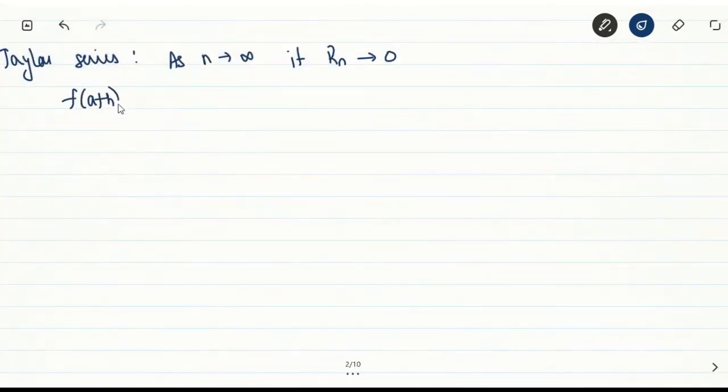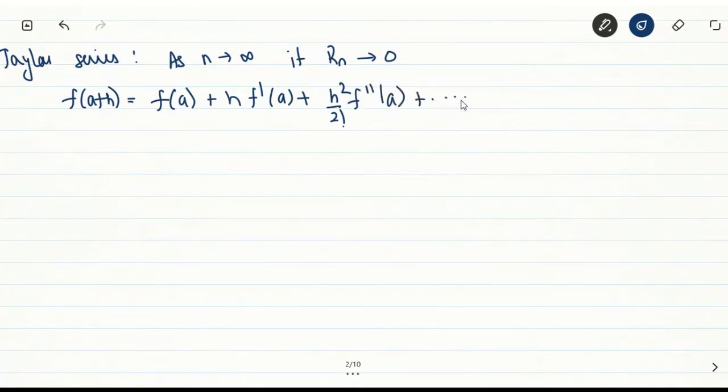f of a plus h is equal to f of a plus h into f dash at the point a plus h square upon 2 factorial into f double dash at a plus and so on. So this is an infinite series. This infinite series is known as the Taylor series. So this is the form of the Taylor series expansion, where this remainder term goes to 0 as n tends to infinity. Now we will solve some examples on Taylor series expansion, so we will see what is the use of this Taylor series expansion.